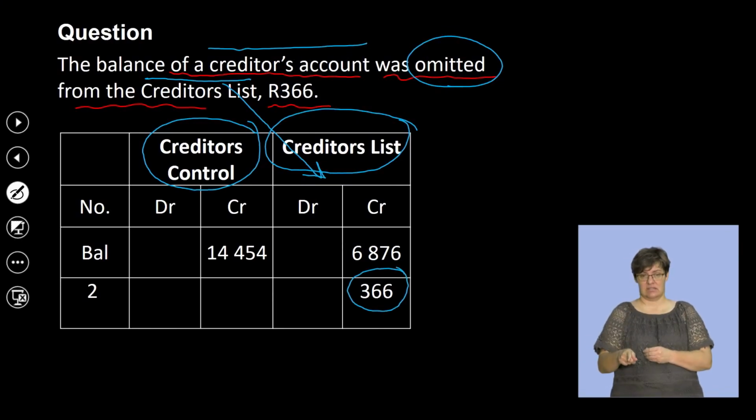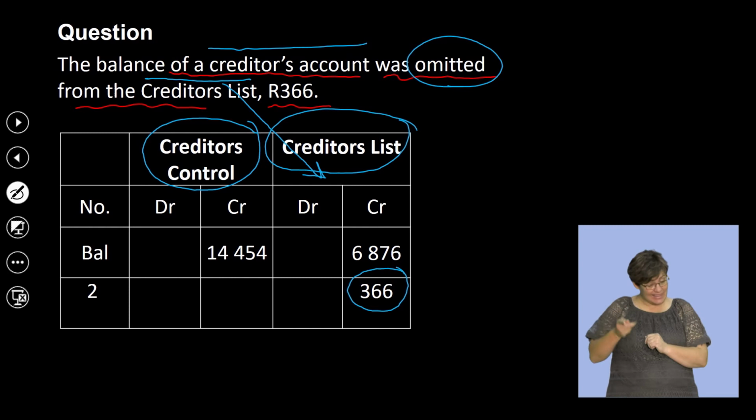There's my 366. Notice I'm adding it to my list to increase the list because the omission was on the list. I fix it up in the list. You see that? So, you're learning a very important principle here. Wherever the error is, that's where it must be corrected.